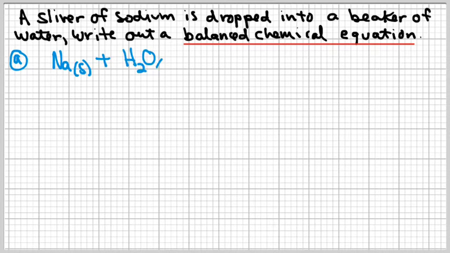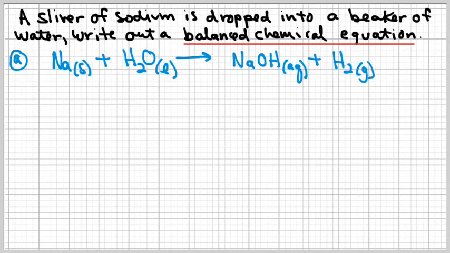So sodium plus water, it looks like it might be a single replacement reaction. So I look at my activity series, I see sodium is more reactive than hydrogen. So sodium will replace hydrogen. Now remember, water is really hydrogen ions and hydroxide ions together. So sodium replaces the hydrogen and hooks up with hydroxide. Hydrogen is released, and you have to remember that hydrogen by itself is going to be diatomic, and of course it's a gas. That gives me the skeleton equation.